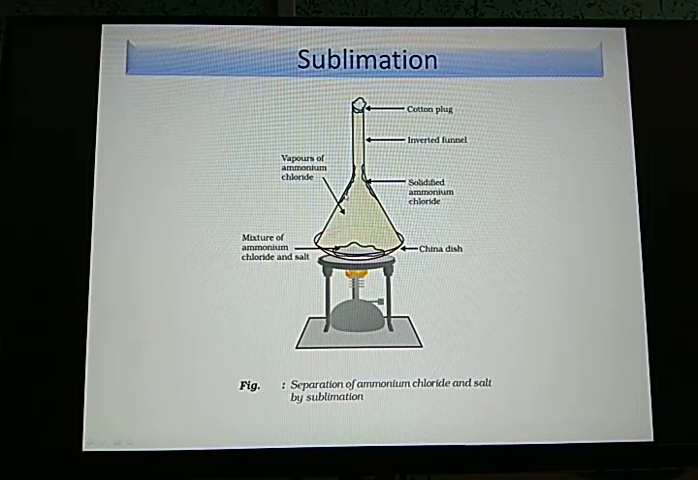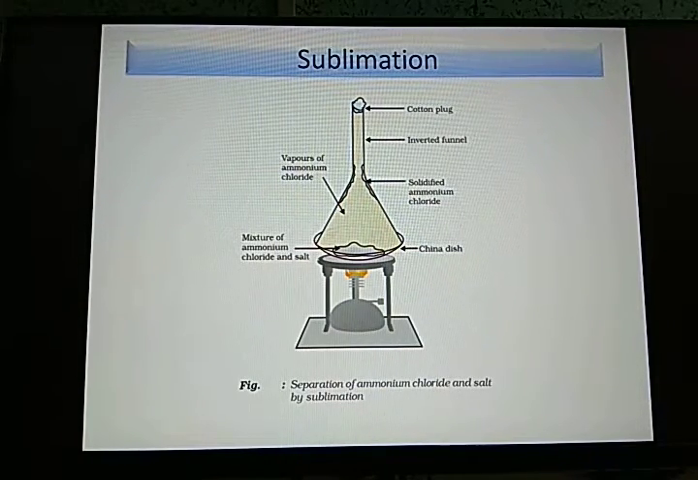So in this way, after we turn off the burner, we can collect the common salt on the china dish and the solidified ammonium chloride on the walls of the inverted funnel. So in this way we can separate out ammonium chloride and common salt.